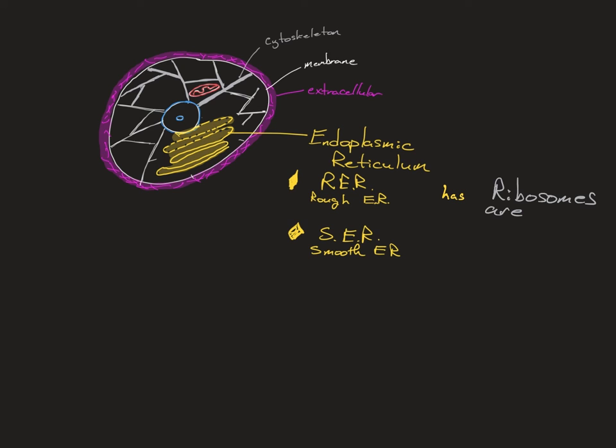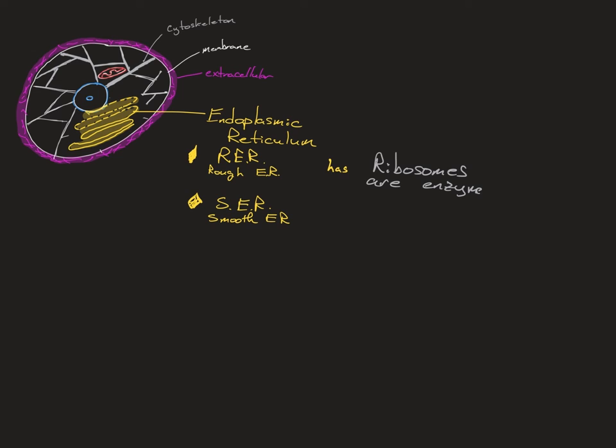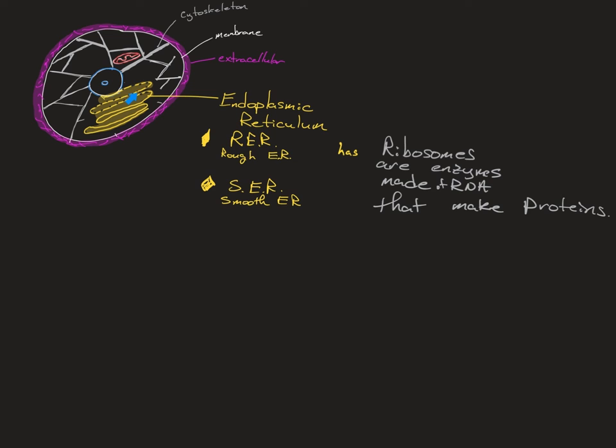Ribosomes are enzymes made mostly of RNA that make proteins. Is that clear? So these are all along, studded with ribosomes that make proteins. This is a membrane that's continuous with the nuclear membrane. So they're all connected to each other. From here all the way to here, they're all one giant membrane. The endoplasmic reticulum has a lot of different functions, but obviously the RER's main job is to make proteins and modify them.